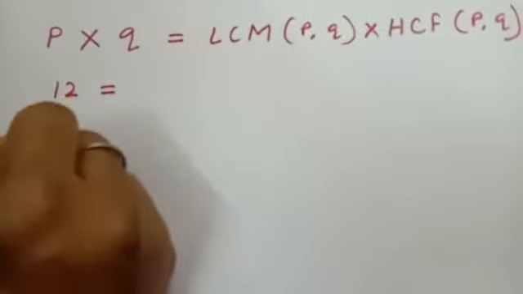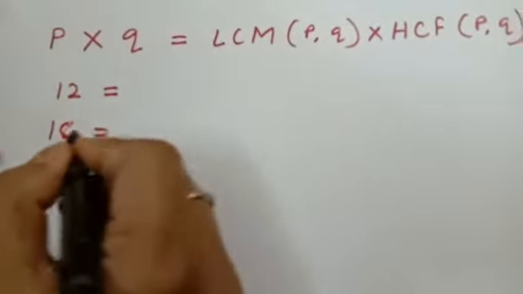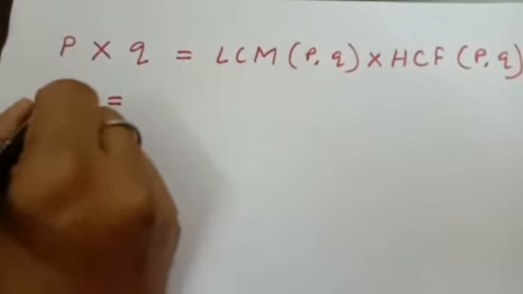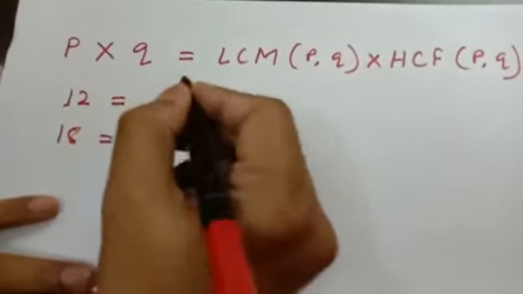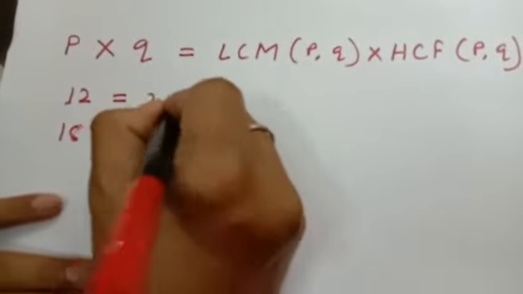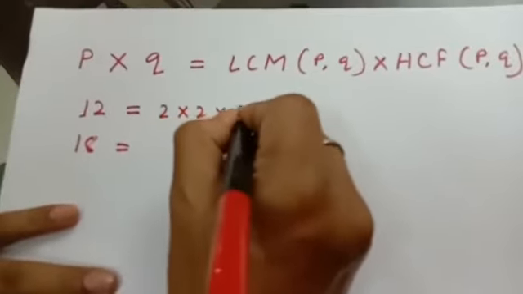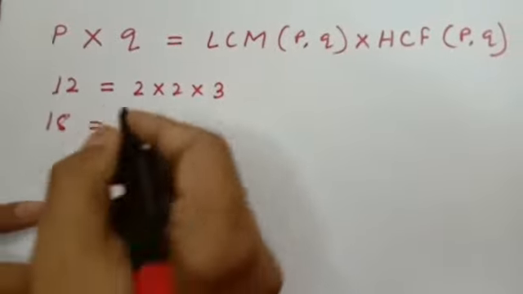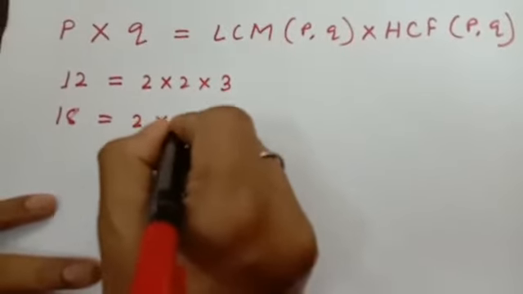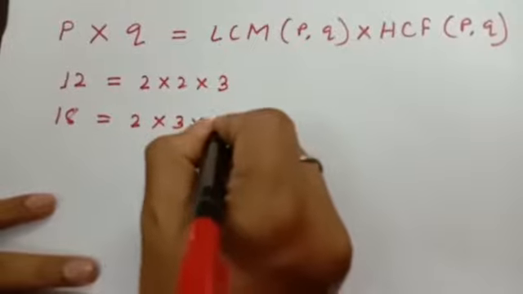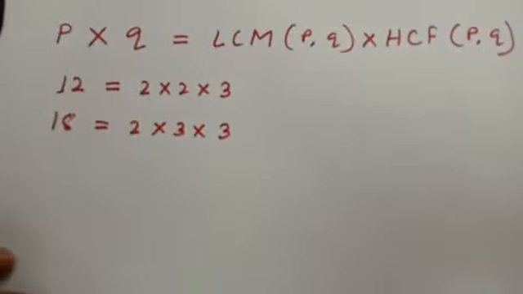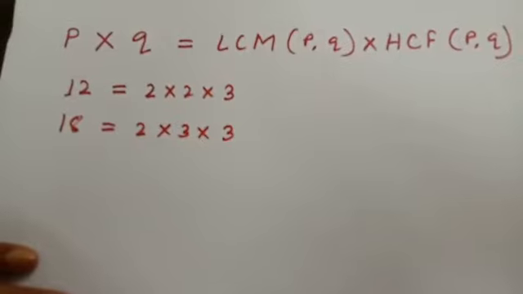So take an example. Suppose we have the first number 12 and the second number is 18. So prime factorize the first number. 12 can be written as 2 into 2 into 3 and 18 can be written as 2 into 3 into 3. So these are the prime factorizations of 12 and 18.